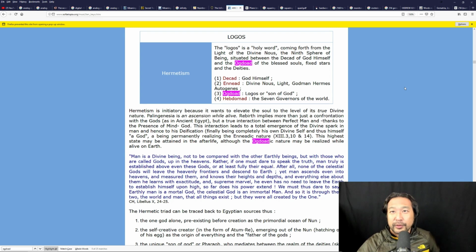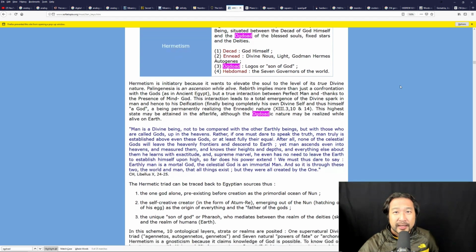Logos is a holy word coming forth from the light of the divine Nous, the ninth sphere of being, situated between the decad of God himself and the Ogdoad of the blessed souls, fixed stars and deities. One decad is God himself, Ennead. I'm horrible with words, so I'm sorry if I butcher them, and I'm reading fast. Divine Nous, light, God, and Hermes, autogenous. Ogdoad, Logos, or Son of God. We see Ogdoad mentioned a lot.